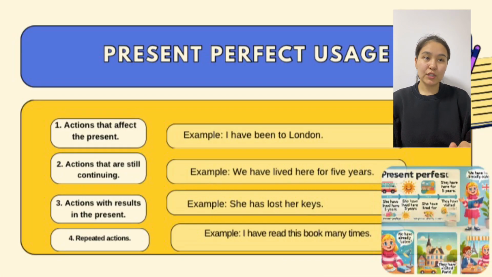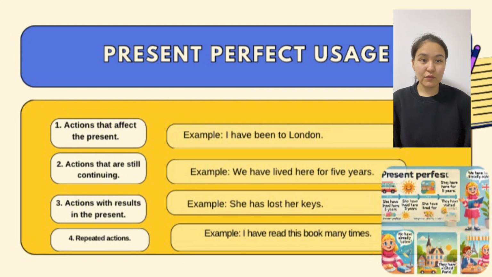And present perfect usage. We have the four ways. First, actions that affect the present. For example, I have been to London. Second, actions that are still continuing. For example, we have lived here for 5 years. And third one is actions with results in the present. For example, she has lost her case. And fourth, repeated actions. For example, I have read this book many times.